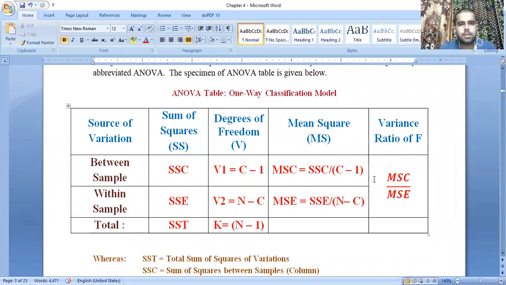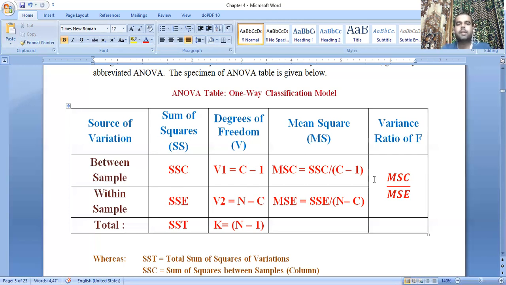In the previous class, we discussed the ANOVA table for the one-way classification model. Observe carefully, once again I am repeating: source of variation, sum of squares, degrees of freedom, mean squares, variance, ratio of F. In this one-way classification, we have between samples and within samples, then total. In between samples you get the SSC value, and within samples the SSE value, then the total we call SST.